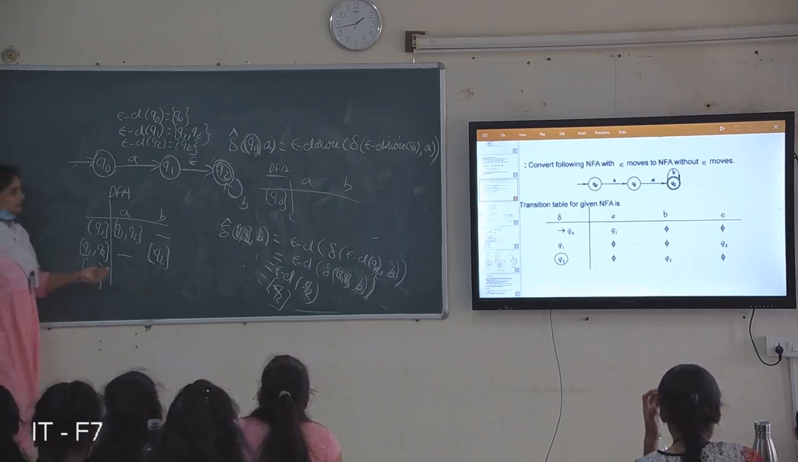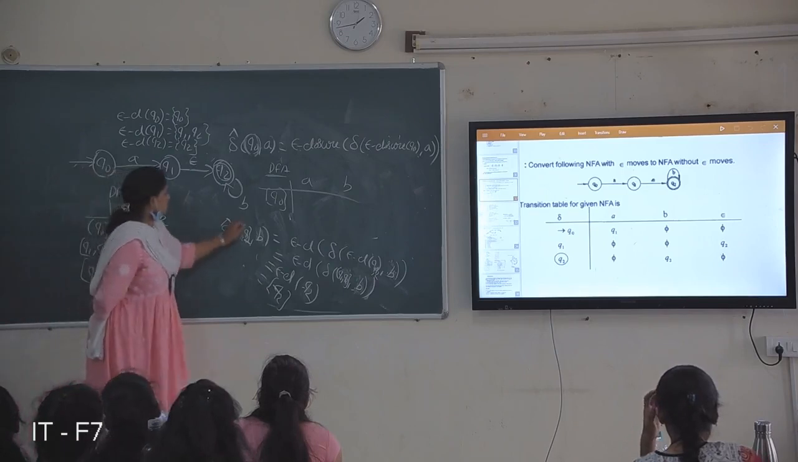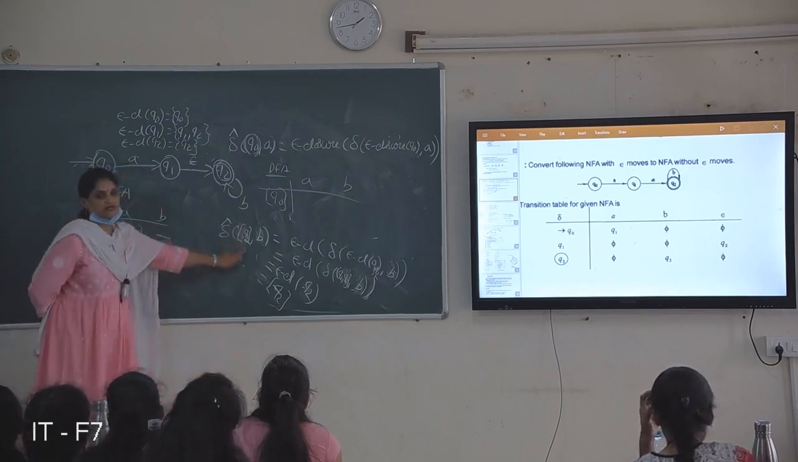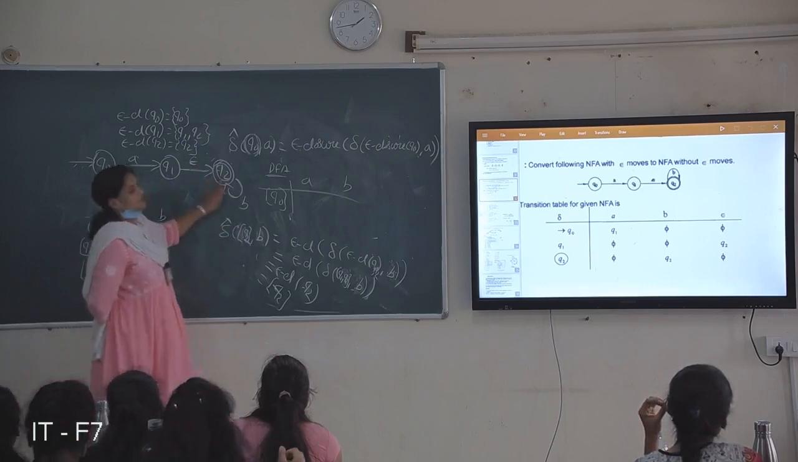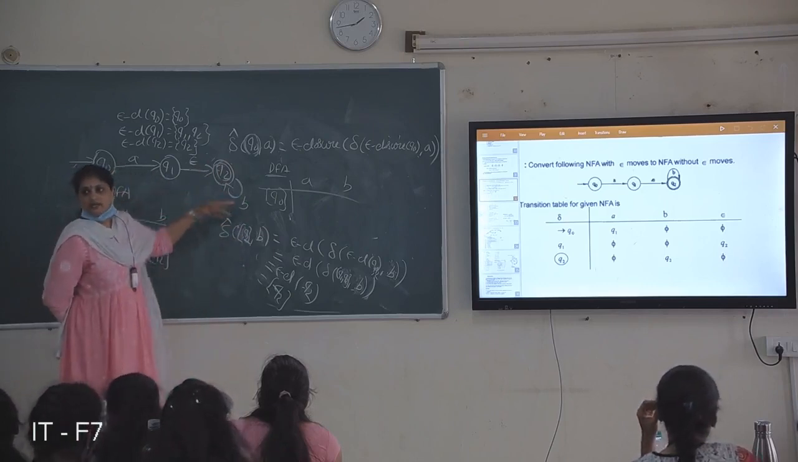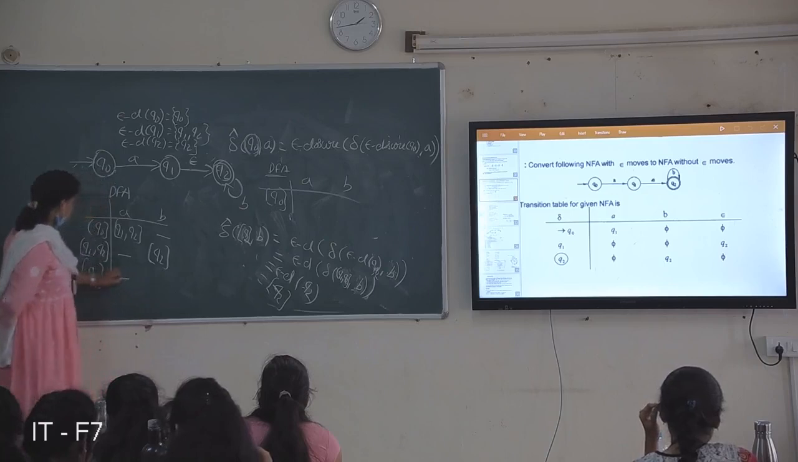Q2 on A. So here you write only Q2, Q2 on A. So first find out E closure of Q2. E closure of Q2 is Q2 itself. Q2 on A, no transition. So nothing is there on A.